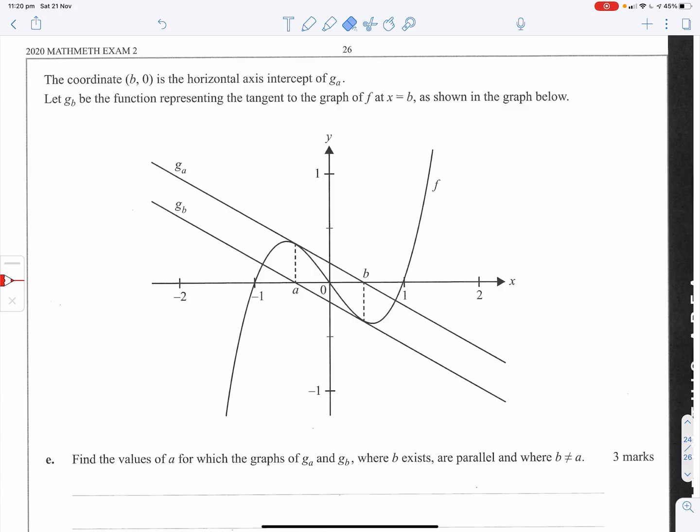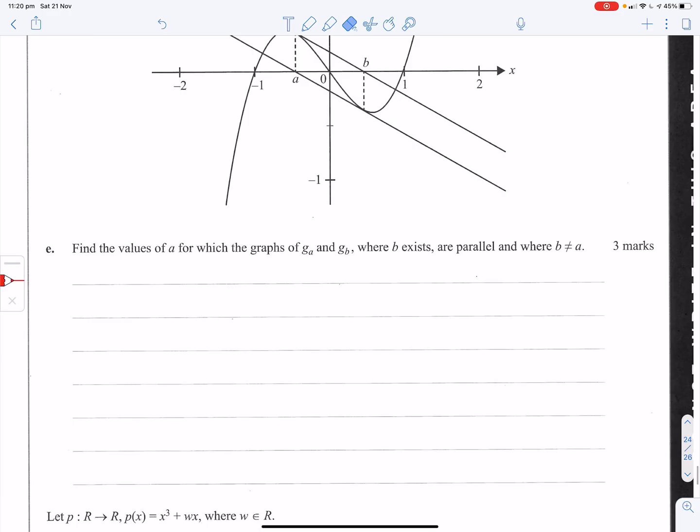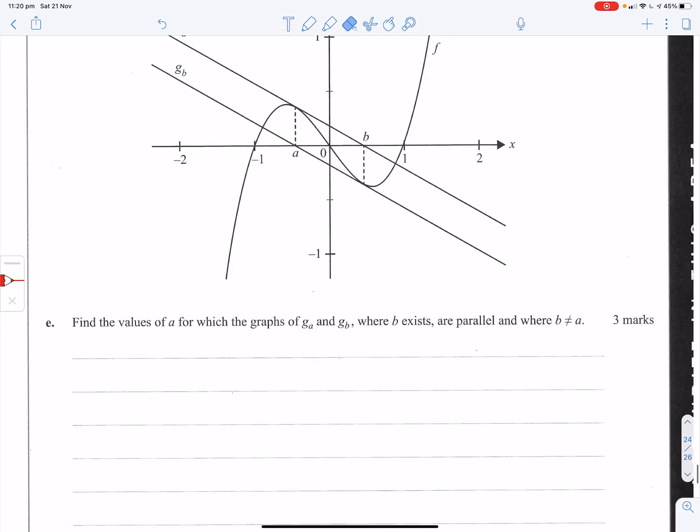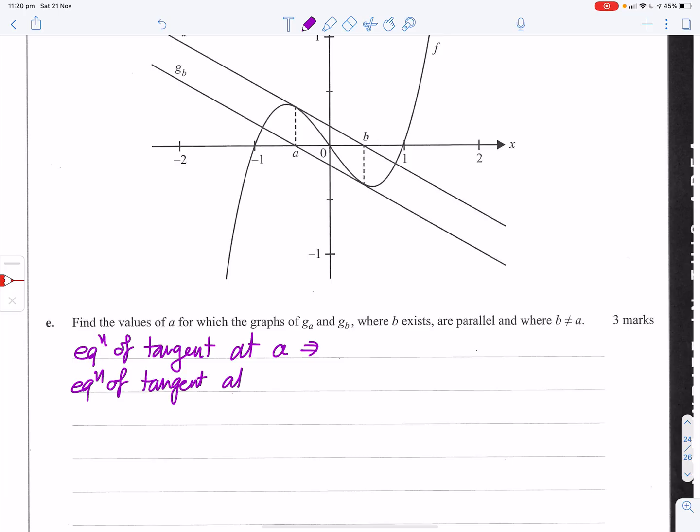Let the coordinate B,0 be the horizontal axis intercept of g_A, and g_A is the tangent. Let g_B be the function representing the tangent of the graph at x equals B, as shown below. Find the values of A for which the graphs of g_A and g_B, where B exists, are parallel and where B doesn't equal A. So we want the equation of the tangent at A, and then we want the equation of the tangent at B.